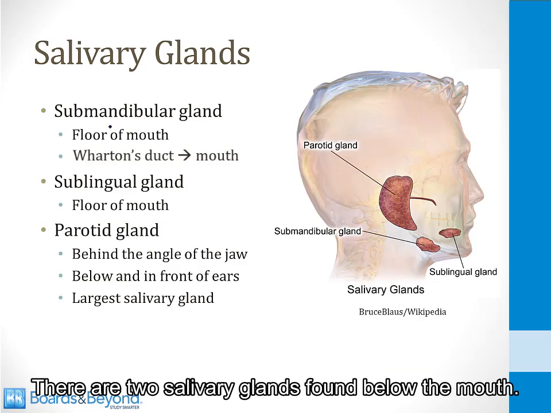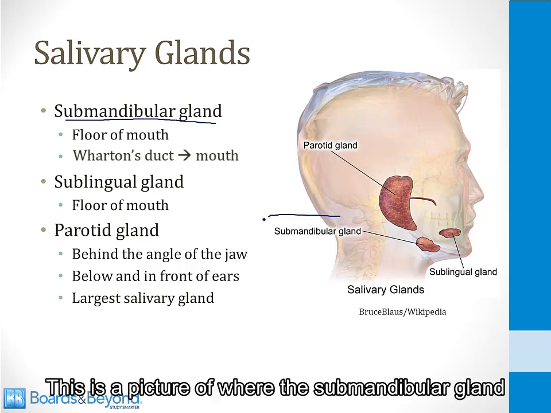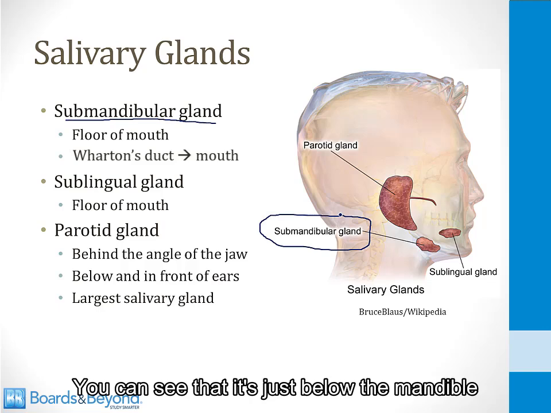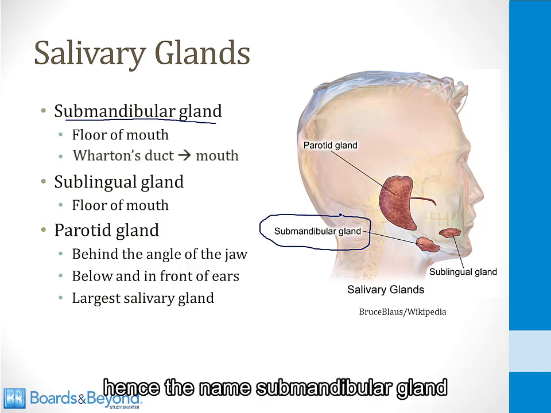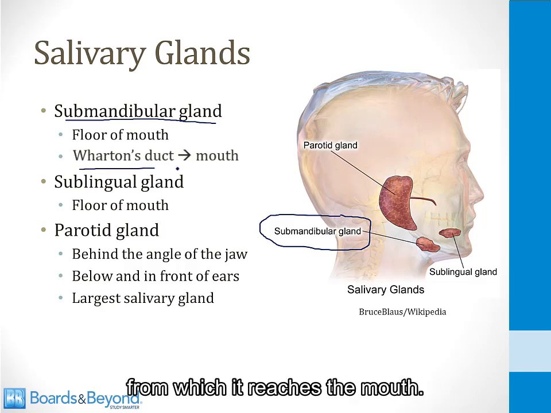There are two salivary glands found below the mouth. The first one is called the submandibular gland. This is a picture of where the submandibular gland is on this slide. You can see that it's just below the mandible, hence the name submandibular gland. It secretes saliva into Wharton's duct, from which it reaches the mouth.